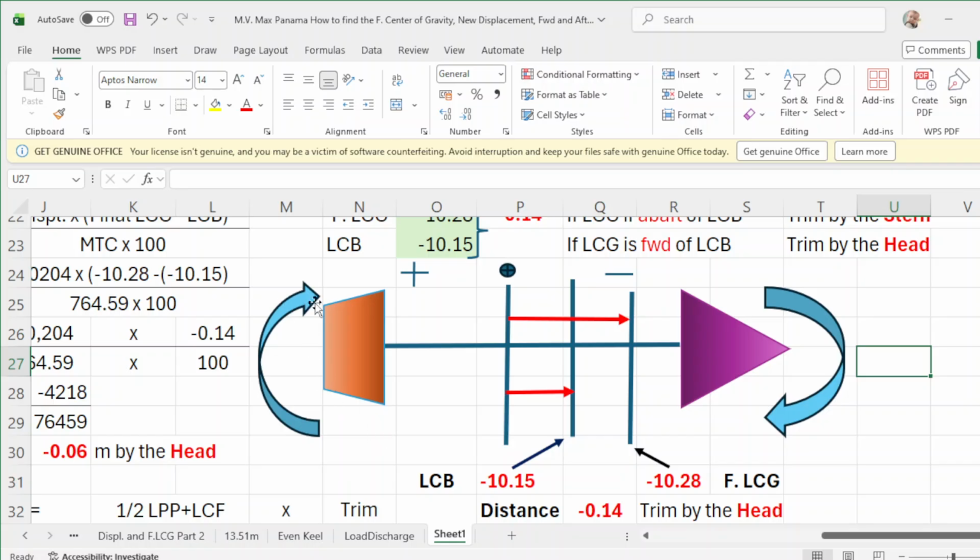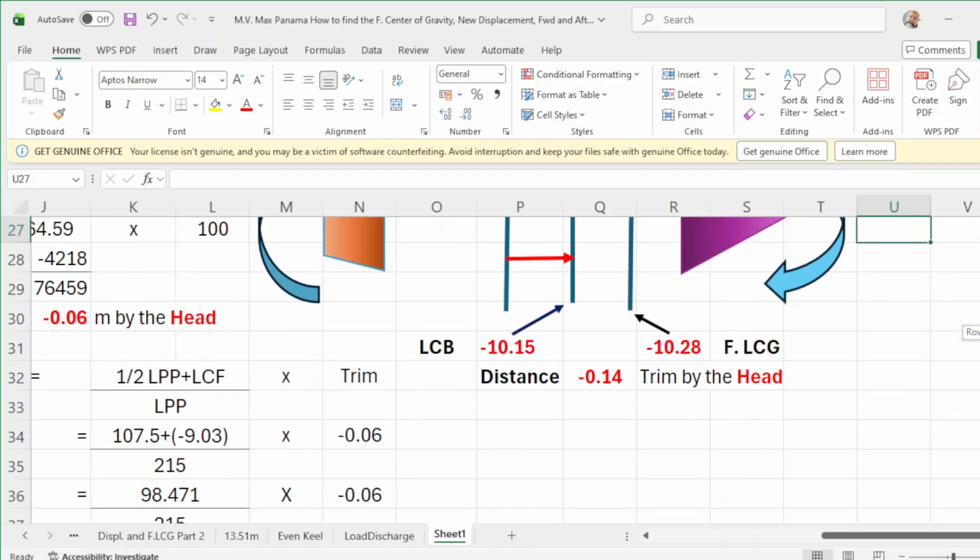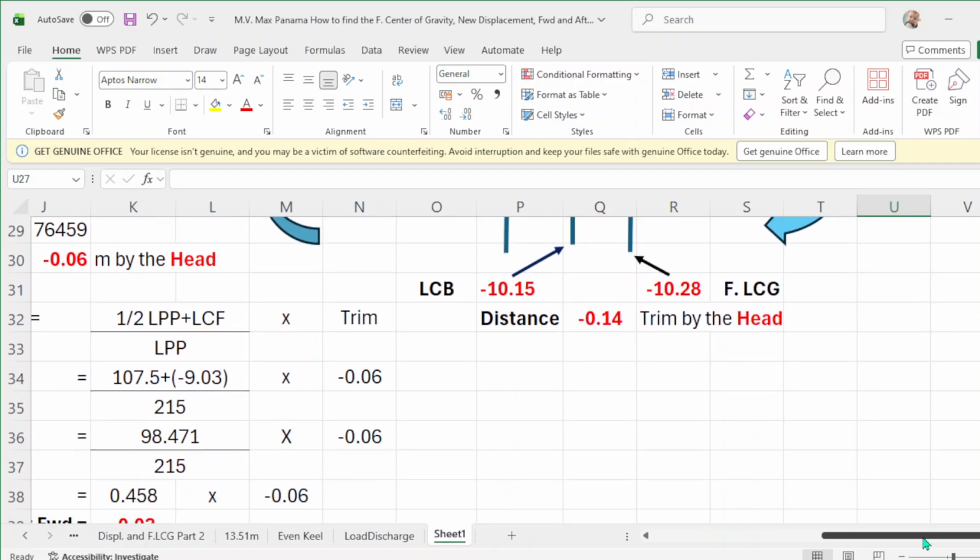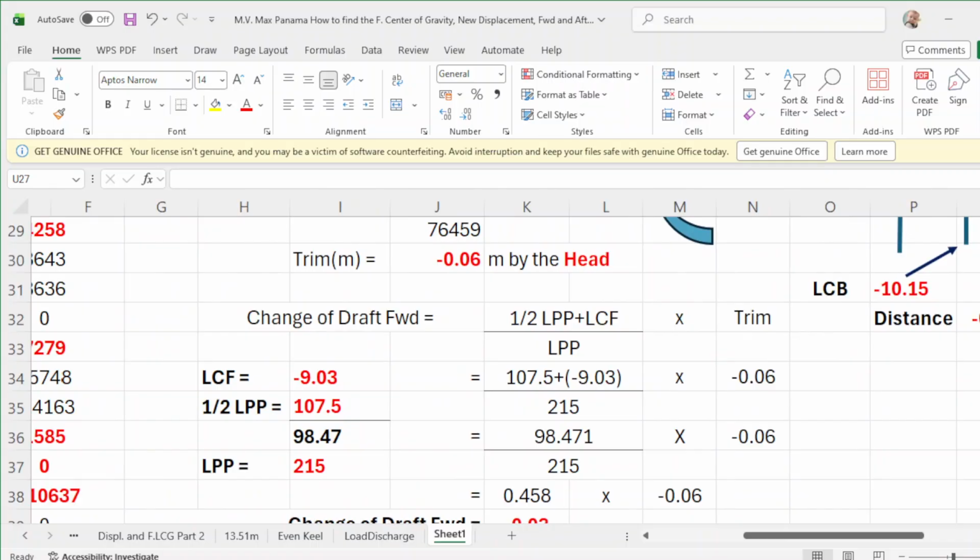So if this is upward and this is downward, then you're trimmed by the head, because there is more weight forward than aft. Just take note of this arrow here. Because of more weight forward, the gravity pull is to push it downward, and the buoyancy of water pushes it upward. So this one goes up, the gravity pull goes down. You are trimmed by the head. I hope that's clear. Now we go to compute for the trim.